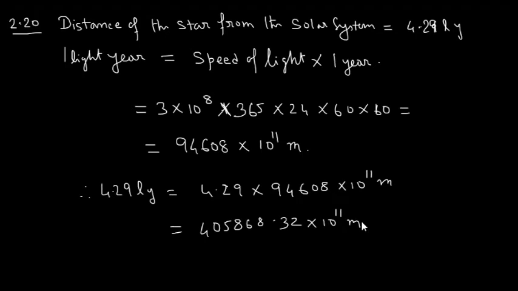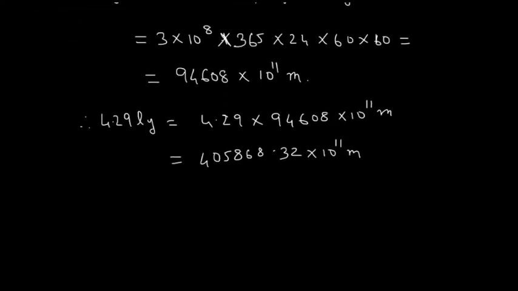Now we have to understand the value of parsec. So 1 parsec is equal to 3.08 into 10 to the power 16 meter.